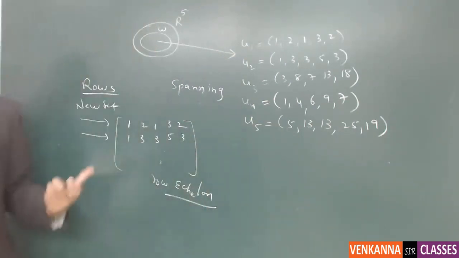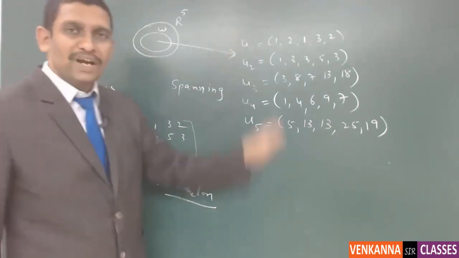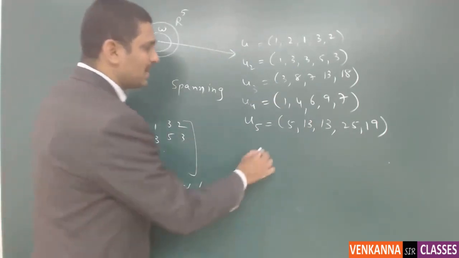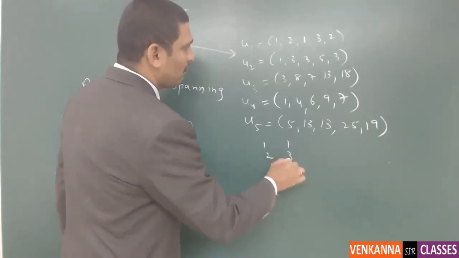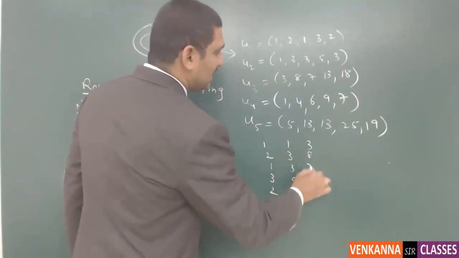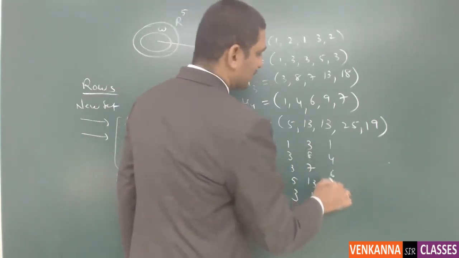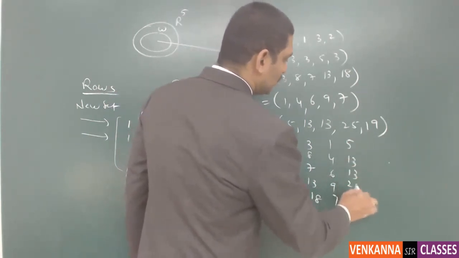For that, we will consider the vectors as columns in the matrix. So I will write the first column as 1, 2, 1, 3, 2. Second column 1, 3, 3, 5, 3. Third column 3, 8, 7, 13, 18. And then 1, 4, 6, 9, 7. Then 5, 13, 13, 25, 19.